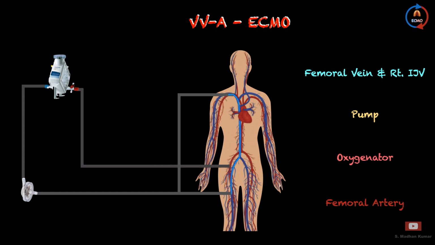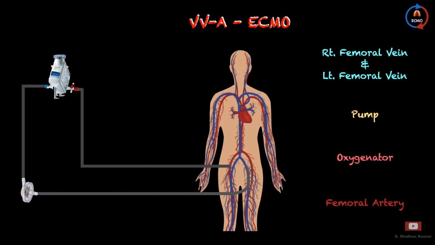In this configuration, the deoxygenated blood is drained from the femoral vein and the right internal jugular vein, and then it is pushed to the oxygenator to get oxygenated, and then the oxygenated blood is returned through the femoral artery. In this configuration, the deoxygenated blood is drained from the right femoral vein and the left femoral vein, gets oxygenated, and the oxygenated blood is delivered through the femoral artery.